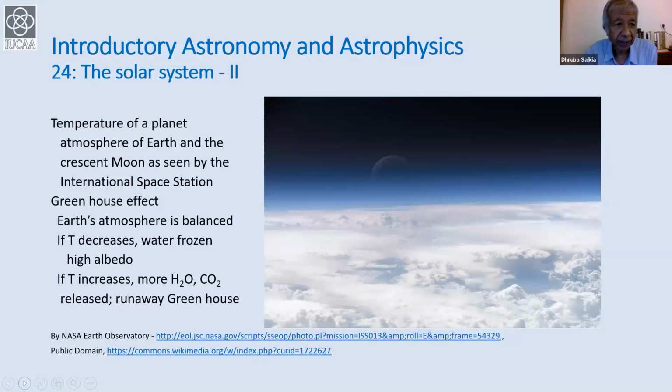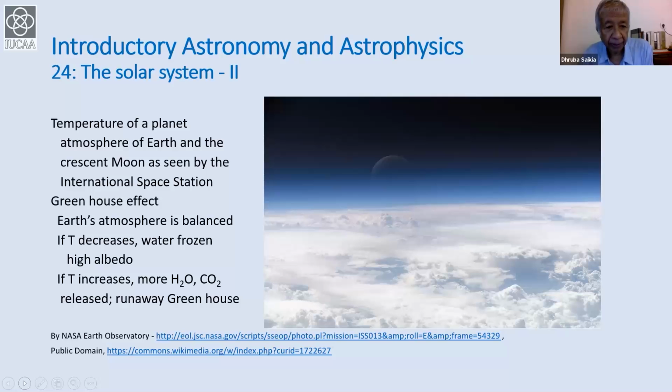So this is just a picture of the atmosphere of the Earth and the crescent moon as seen by the International Space Station. But one thing which one wants to highlight over here is the delicate balance in which we are on the Earth. Because we know today that the Earth consists largely of nitrogen, the carbon dioxide is in very small quantities, and oxygen makes up a significant component.